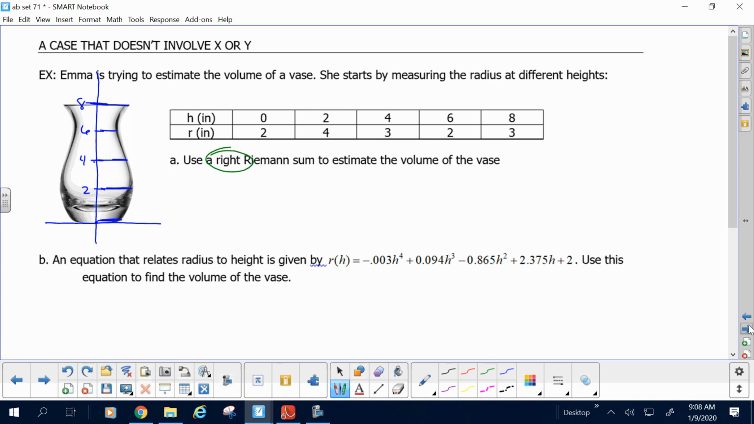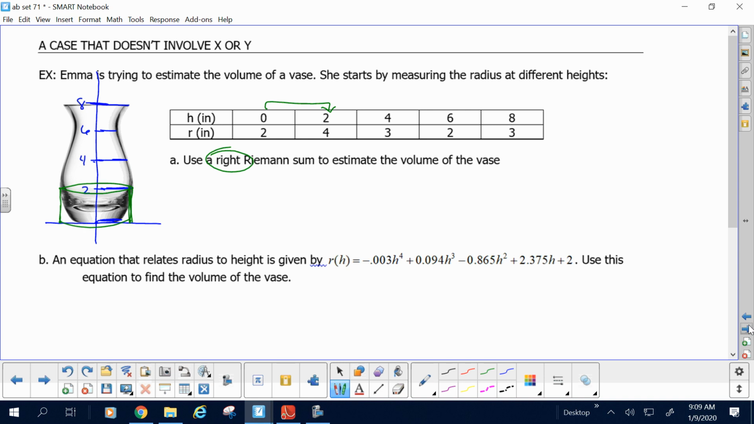Now, I know that, first of all, kooks me out because this isn't going right to left. You agree? So instead, think this way. When I use a right Riemann sum, which height would I use for my first radius? The one at 0 or the one at 2? 2. So this is going to be my first radius. So think of this as your first rectangle, but revolved would be a cylinder. So that green cylinder is my first estimating cylinder.